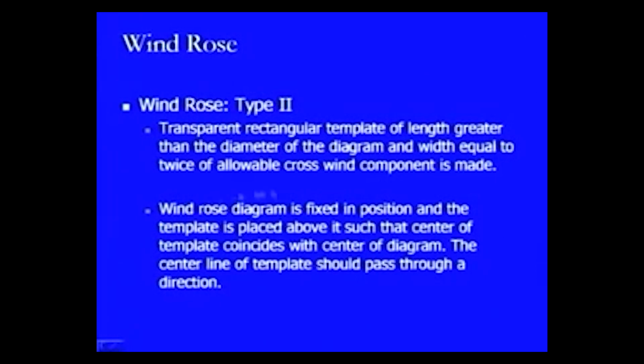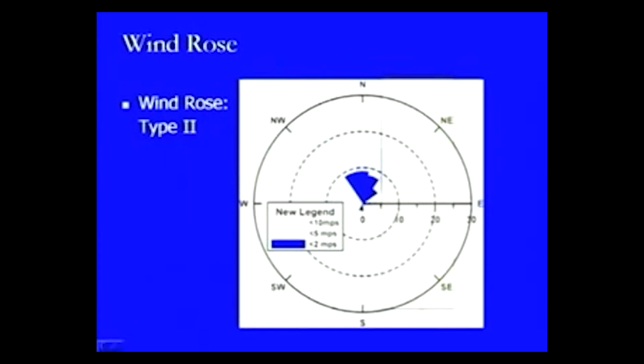Once this is done, the next step is to prepare a transparent rectangular template of length greater than the diameter of the diagram. Whatever the diameter of this diagram is, we prepare a template like this. This template has a size greater than the diameter. This is the diameter of this one, so the template is greater than this. This is the length. Similarly, we have to decide the width of this one.